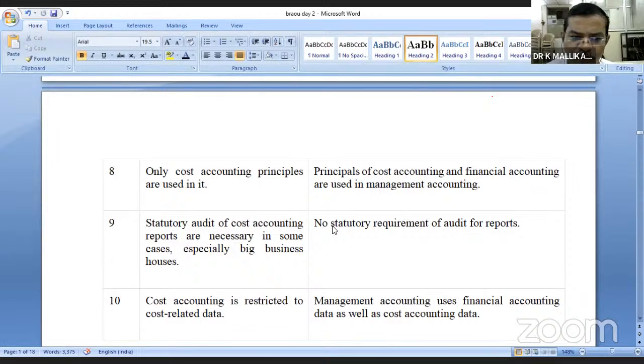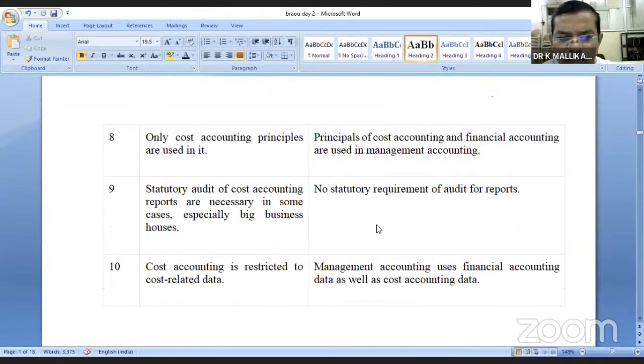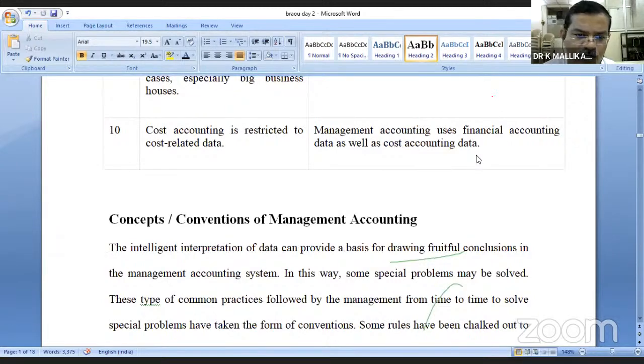A statutory audit of cost accounting reports is necessary in some cases, especially for big houses, multinational companies, and public undertaking companies. Audit is mandatory there, but no one can audit these management reports. It is only information, right? Cost accounting is restricted to only cost-related data, whereas management accounting uses both cost accounting and financial accounting data.